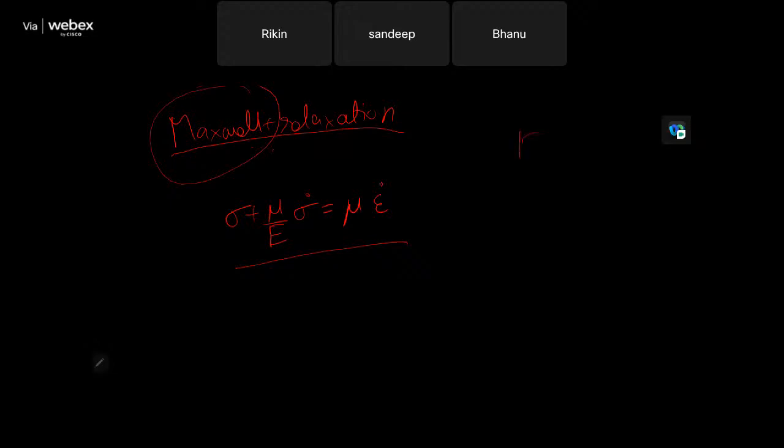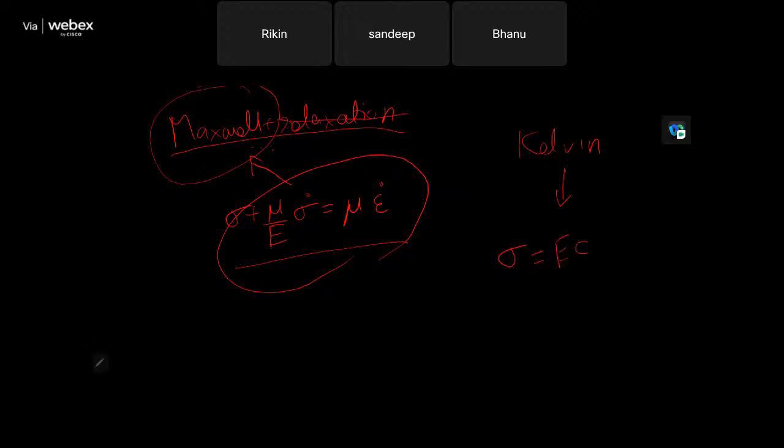Similarly, if you are dealing with the Kelvin model, now this equation is not for Maxwell plus relaxation, it is just for Maxwell, not relaxation. And for the Kelvin model, a similar equation was derived, sorry, for the overall equation from equilibrium and the constitutive equations, that is sigma is equal to E epsilon plus mu into epsilon dot. So don't confuse between these two equations. This is for Kelvin and this is for Maxwell.